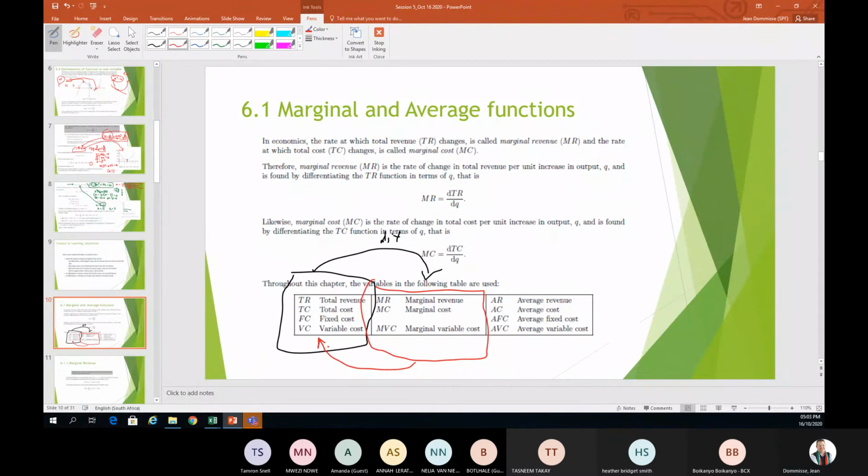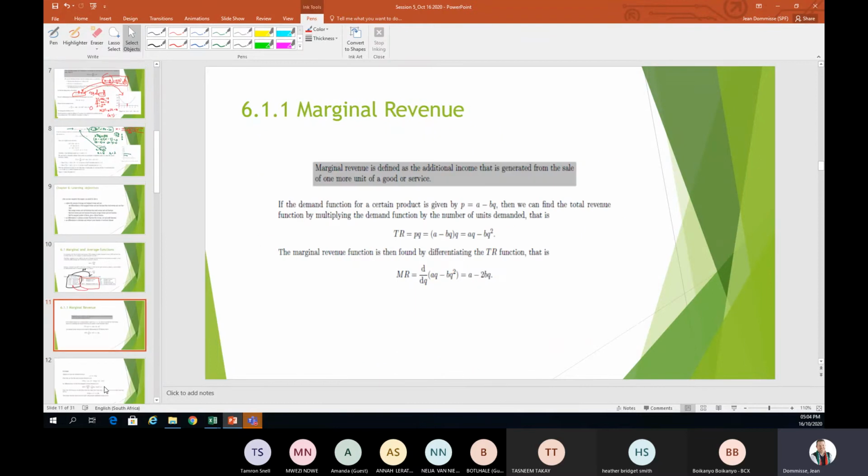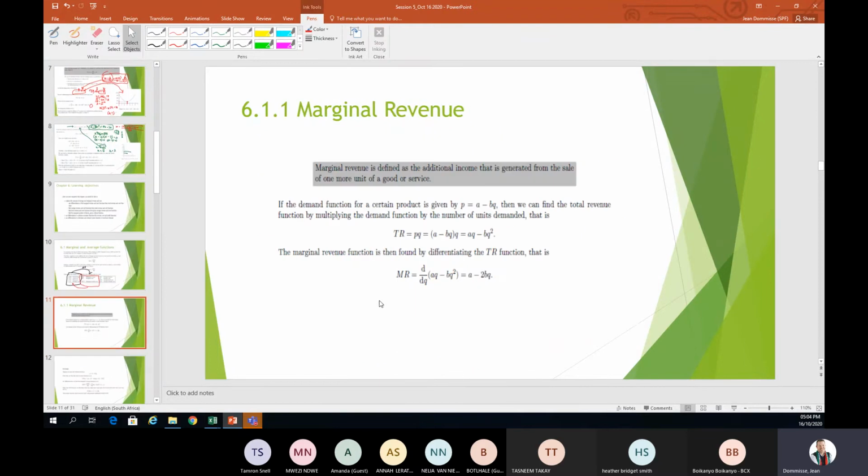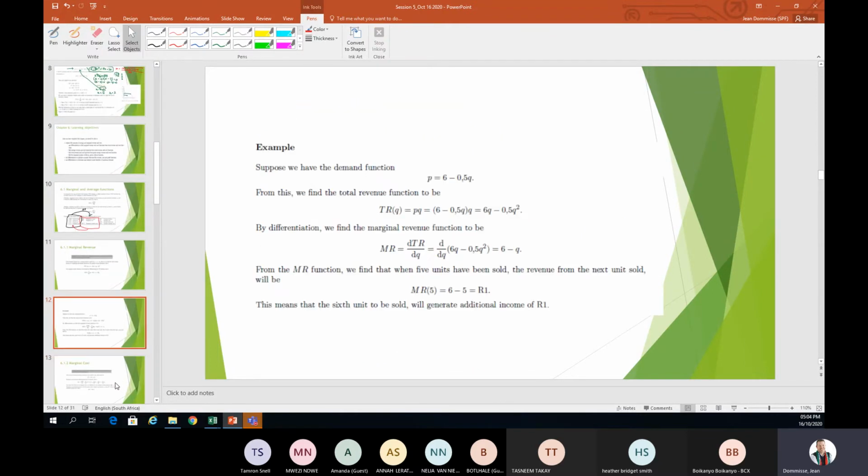So that's why it was important for us to do differentiation first before we get here. That's why it's important to do integration before we start with the last chapter as well. But I think that is a summary, and you would almost every time see when you need to do marginal, you need to differentiate. So let's see if we can get to an example.